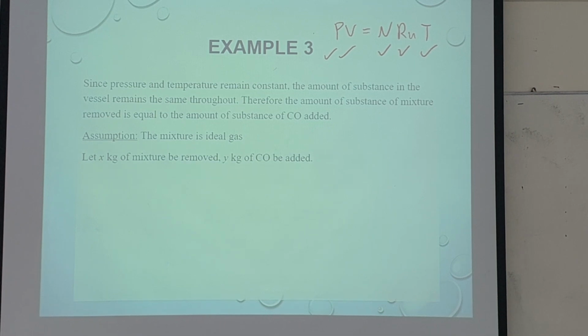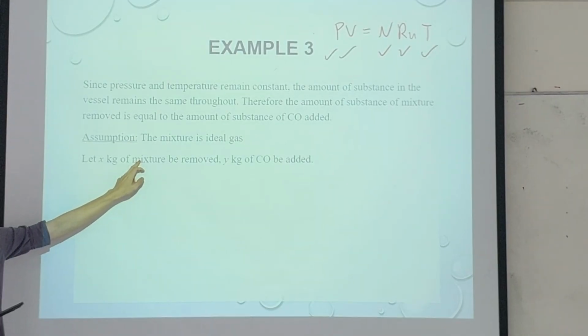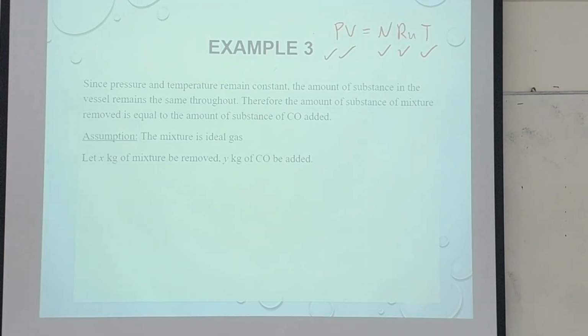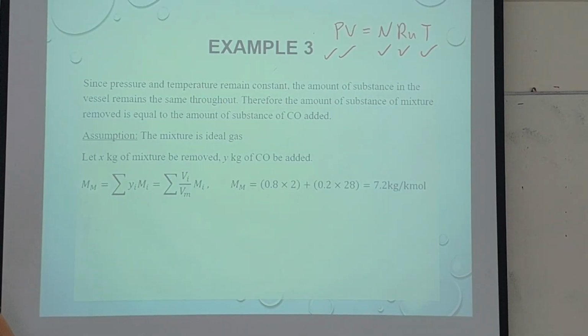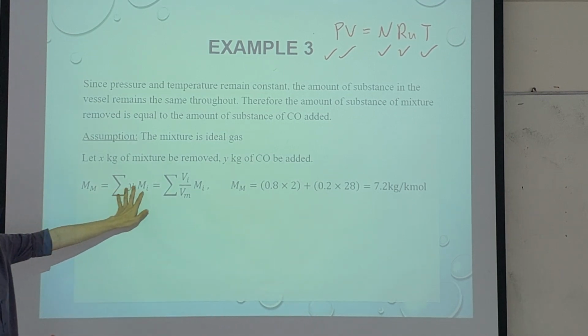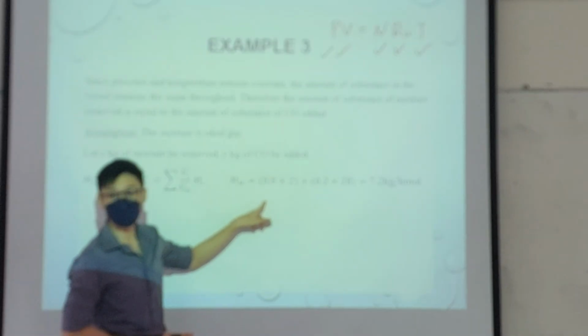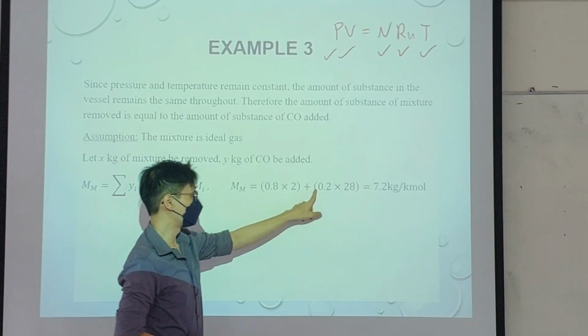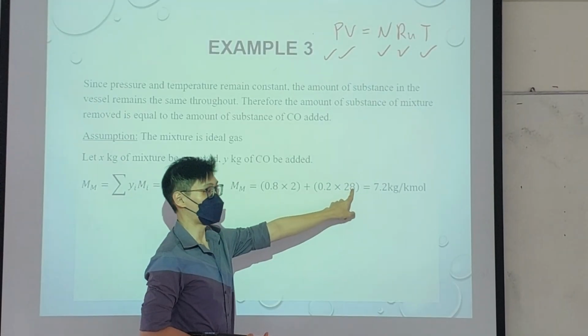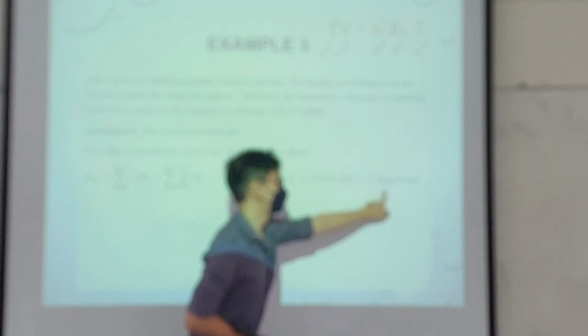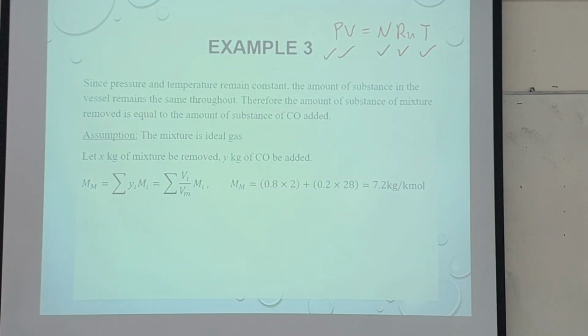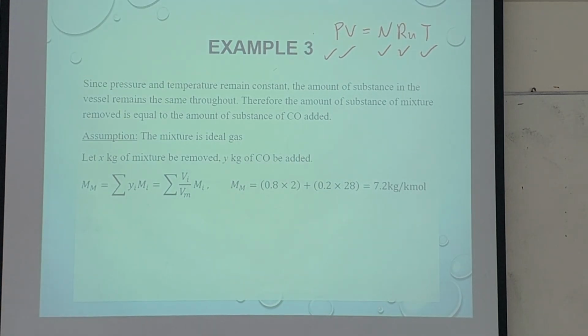Alright, so now we look at the mole first. We find the molar mass of the mixture first, because in order to convert these to mole, we need the molar mass. To find the molar mass of the mixture, we use the mole fraction that was given to us earlier. We know that there are 0.8 of hydrogen and 0.2 of carbon monoxide, so the molar mass is 7.2. That is the molar mass of the mixture initially.